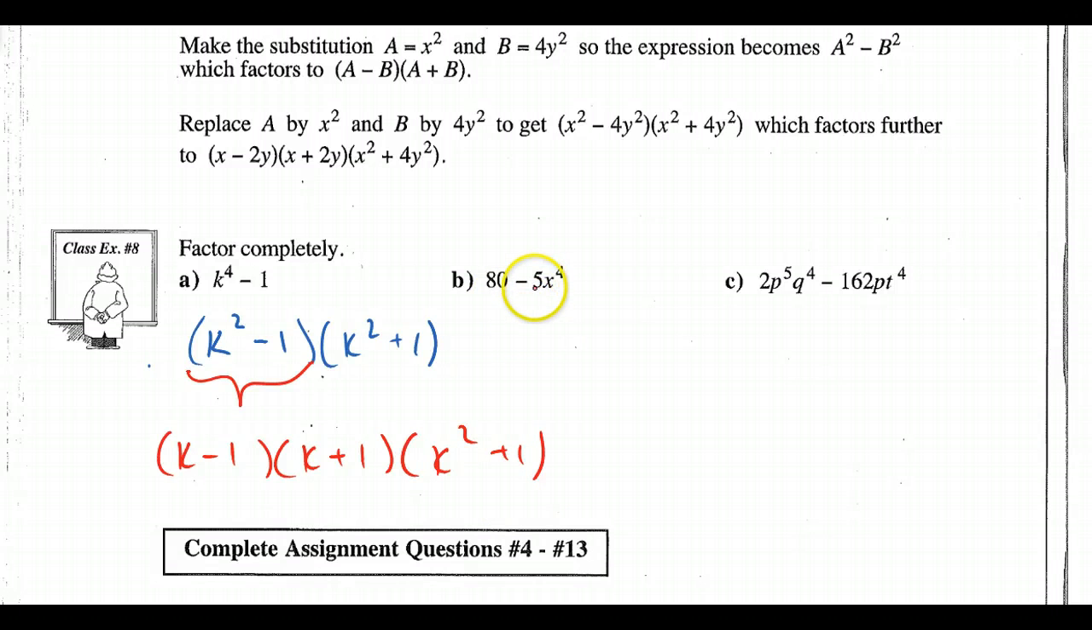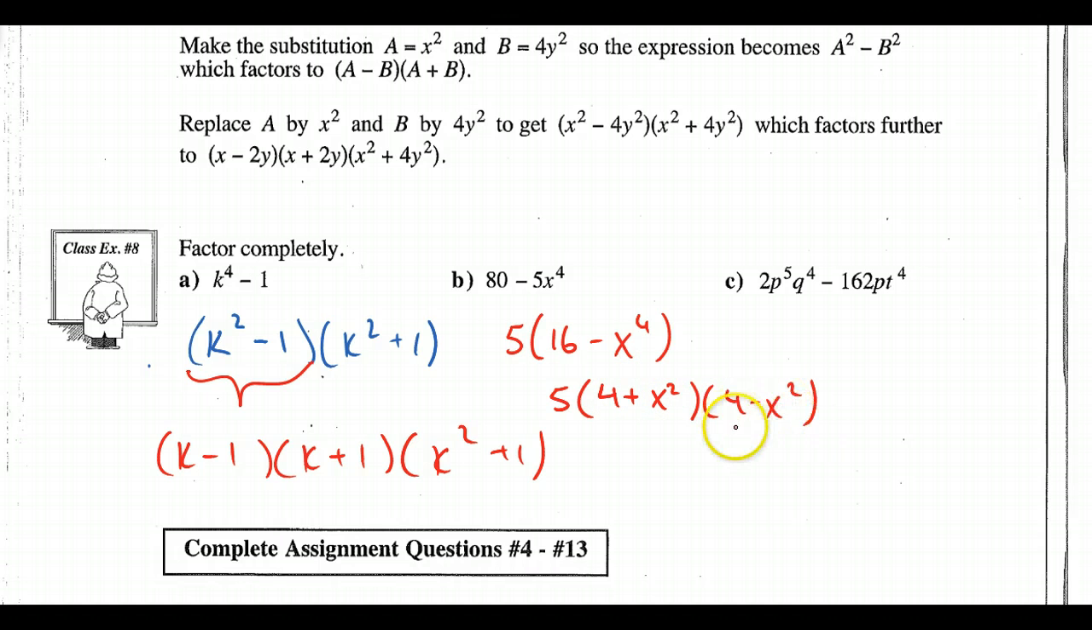I have to factor out a negative 5 here. Sorry, not negative 5, so factor out a positive 5, and I'm left with 80 divided by 5, which is 16, so it should be 16 minus x to the 4th. Now I have (4 plus x squared)(4 minus x squared), and then be careful because you're not done. This can further factor. 4 plus x squared, that one's done. But this one can further factor into (2 minus x)(2 plus x).